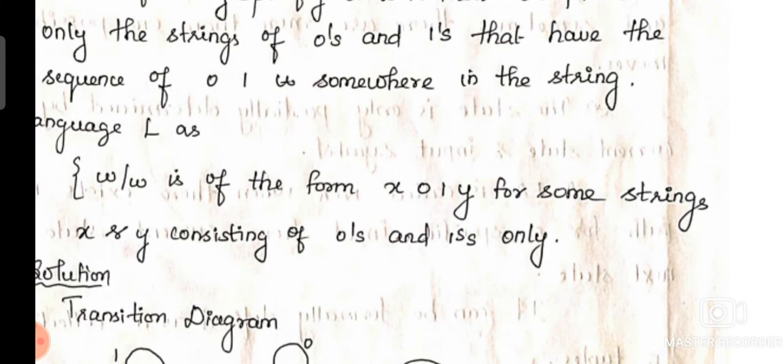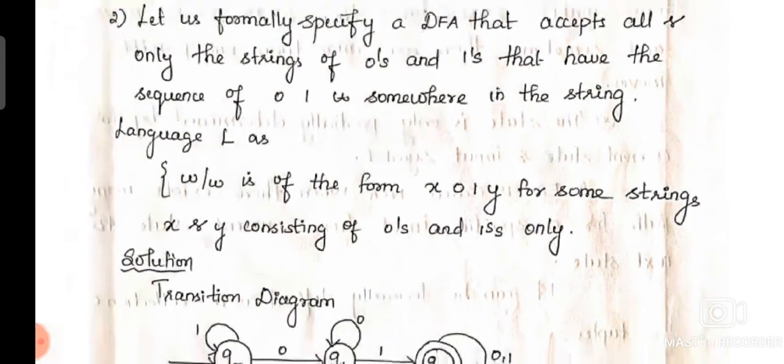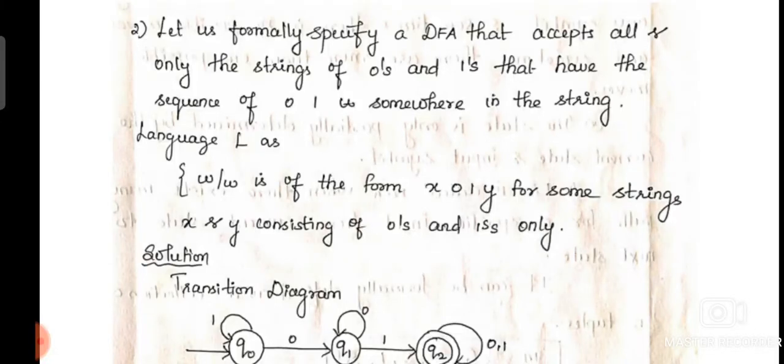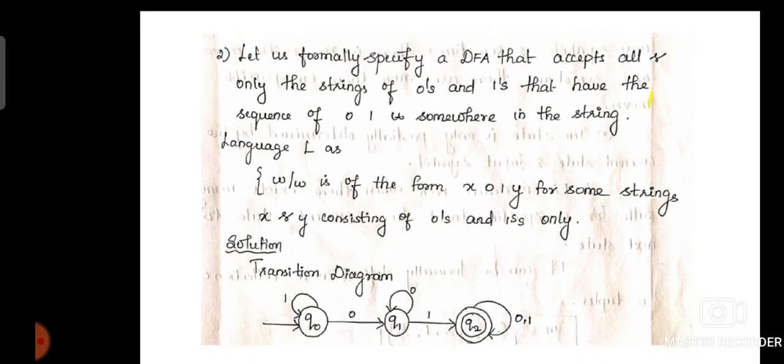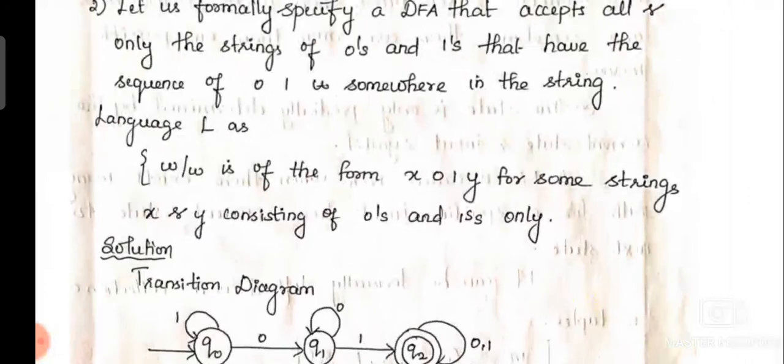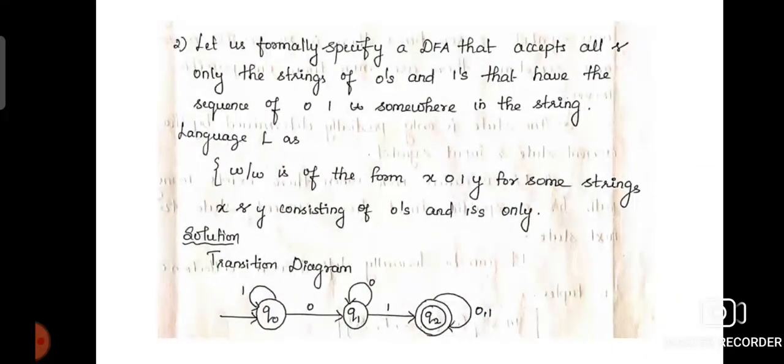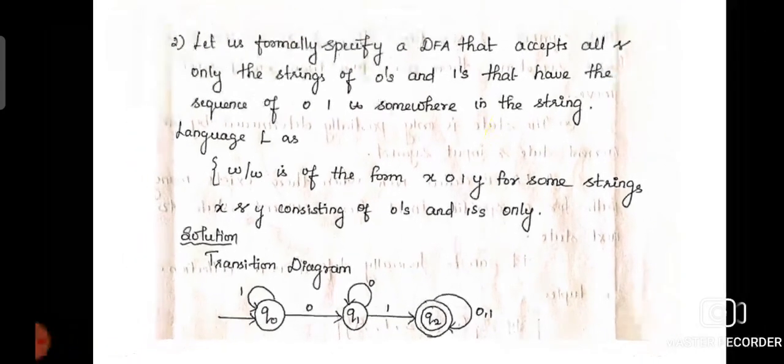X is a substring that can have any 0 1 combination. Y is a substring that can have any zeros and ones. In the middle, or somewhere, we should have 0 1. So for this condition we can draw the DFA. This is the corresponding transition table.